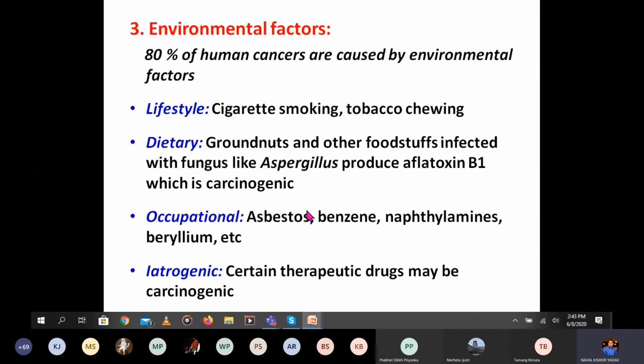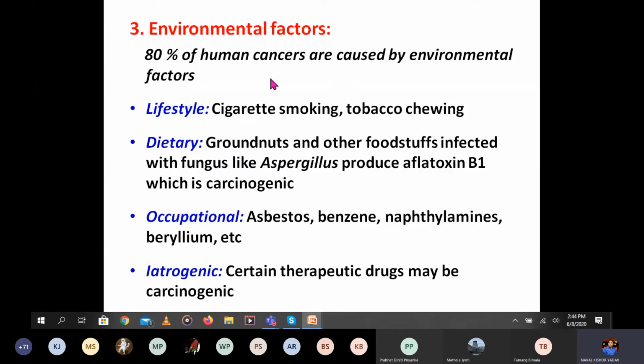In occupation, there is asbestos, which is used for protection during fire. Fire protective materials are made from asbestos, which is white and very flexible. This substance can also cause cancer, like benzene, naphthylamines, and beryllium. So these substances cause cancer. One more is iatrogenic, certain therapeutic drugs. This is due to the physician while treating the patient with some drugs that may cause carcinogenicity. So during the time of treatment by physicians, some of the drugs might have carcinogenic effects. So these are the environmental factors which might lead to cancer, like our lifestyle, which is very common in most age groups.